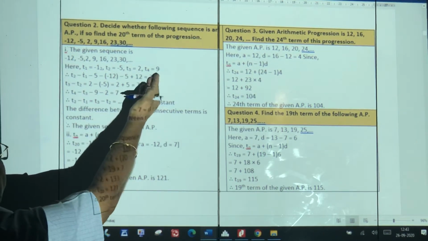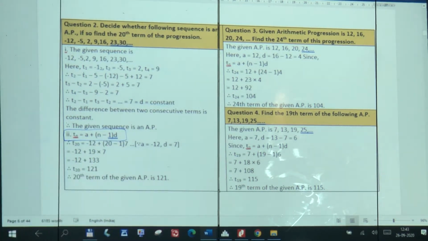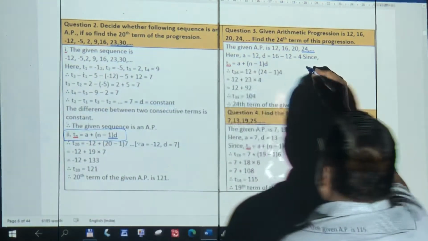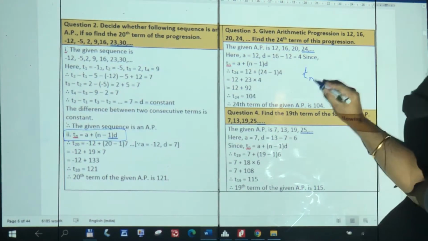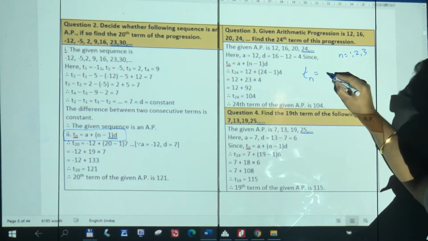D is constant. New thing is this formula: how to find a term. Look at it, my friends. Any term, whichever is given to you, 1, 2, 3, the first term is A.